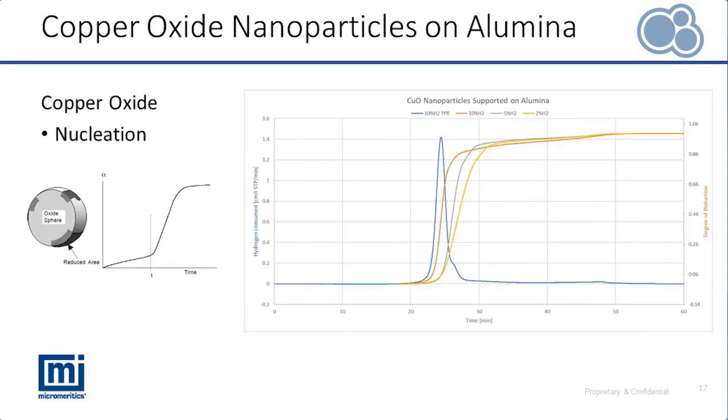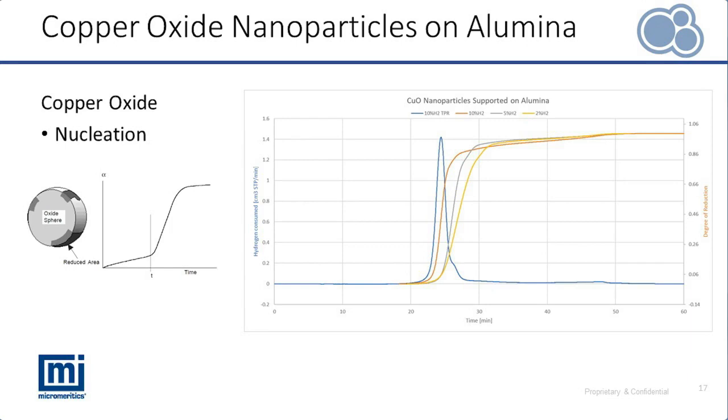As discussed previously, there were two models for the reduction mechanism. Copper oxide follows the nucleation model. In the plot on the right, the TPR profile of 10% is shown, and the degree of reduction for 10%, 5%, and 2% is plotted on the secondary axis.